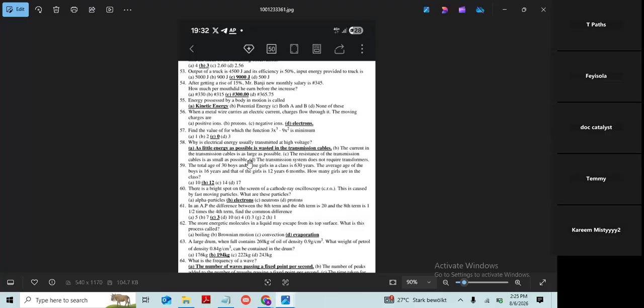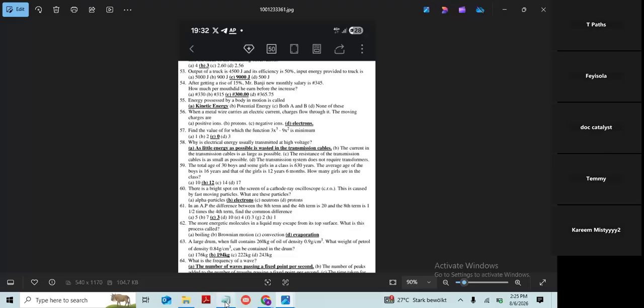Find the value for which the function 3x cubed minus 9x squared is a maximum. Now, this is what we call differential equation. In differential equation, we differentiate, which means we reduce something to smaller numbers, while in integral equation we increase. In the graph of differential equation, whenever we have a minimum, it should be positive, and whenever we have a maximum, it should be negative. Please take note of that. Now let's solve this.